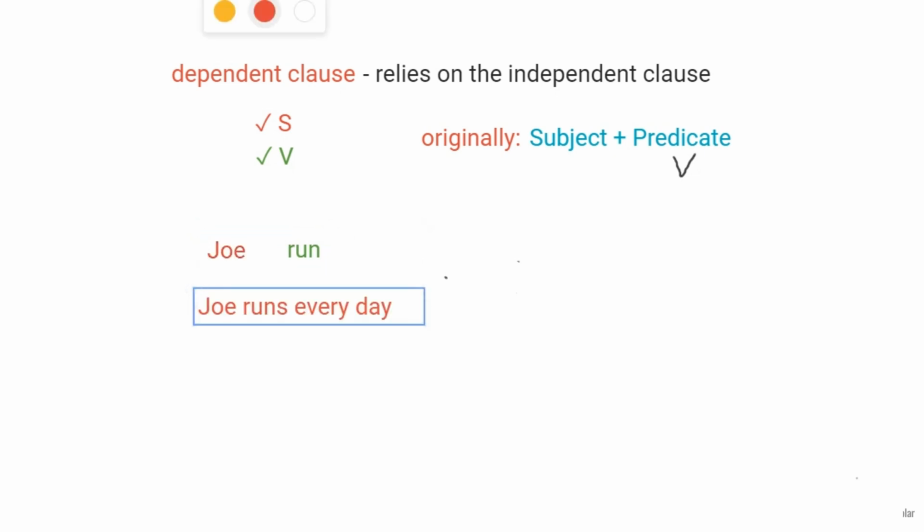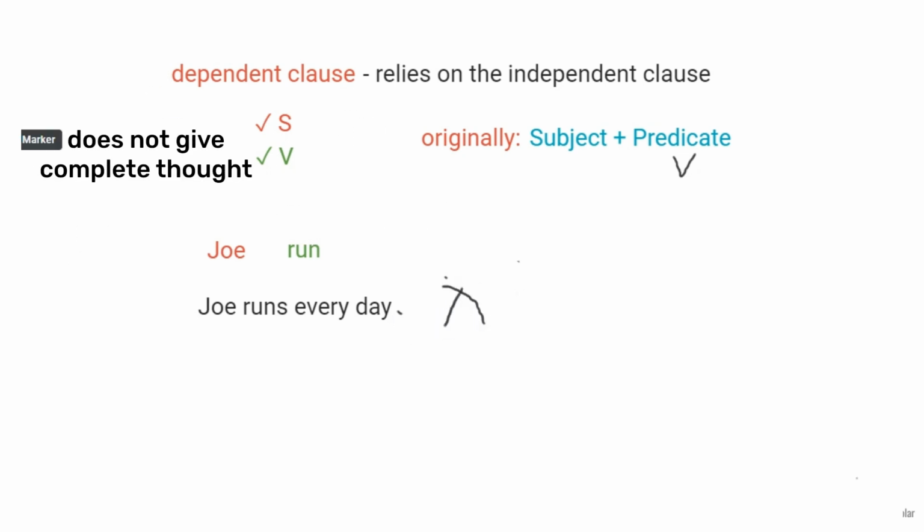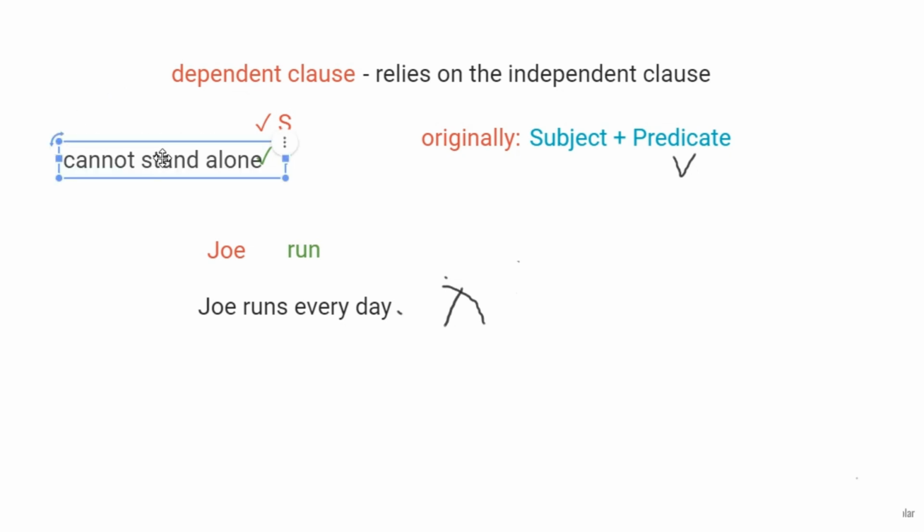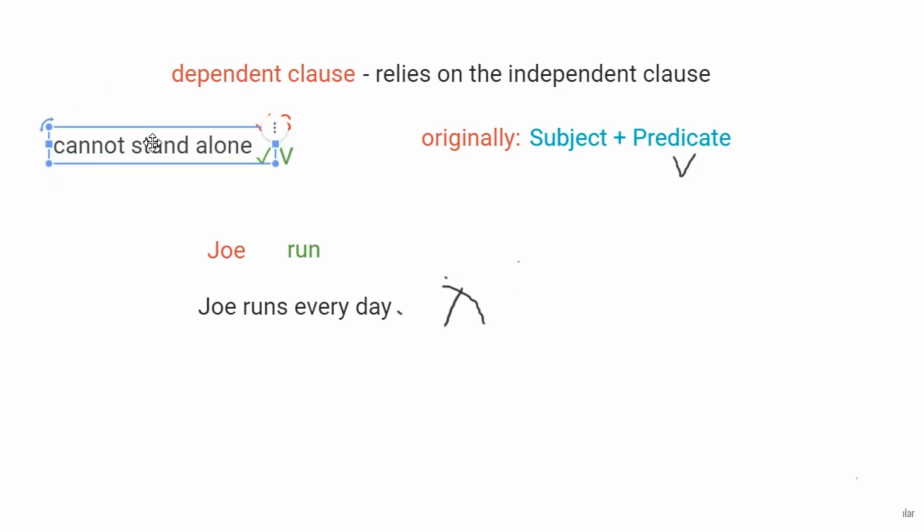Joe runs every day. If we put a period right here, this clause will become a complete sentence. But that is not the nature of a dependent clause, because a dependent clause cannot stand alone to make a complete thought. And this clause here is giving us a complete thought. A dependent clause must be so lacking that when we read it, we know something is lacking. This clause right here is actually independent.